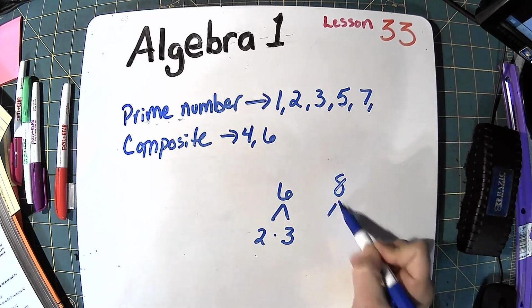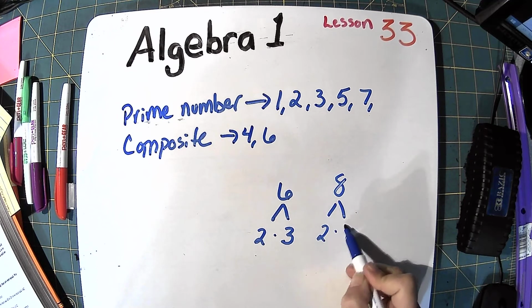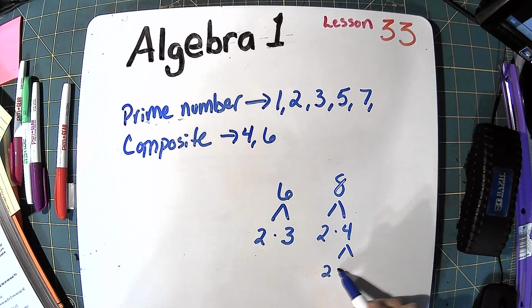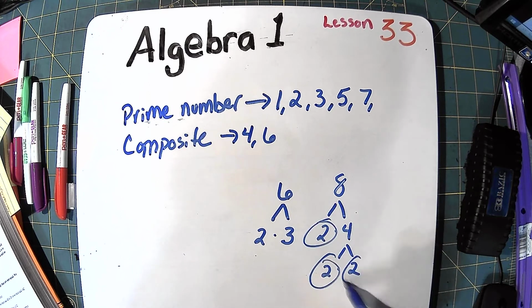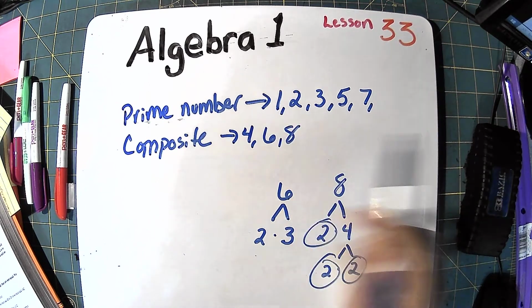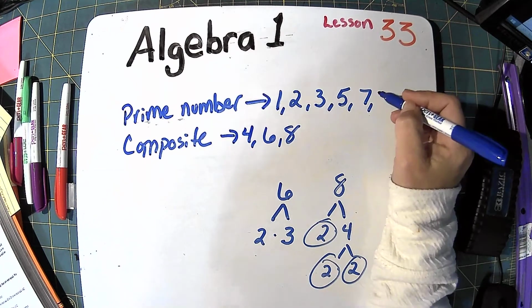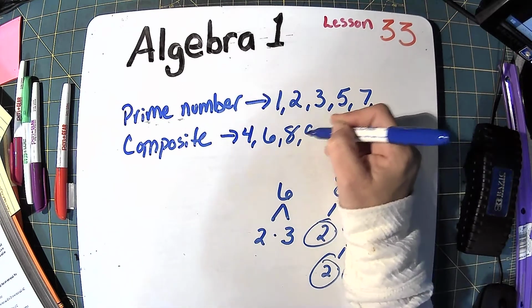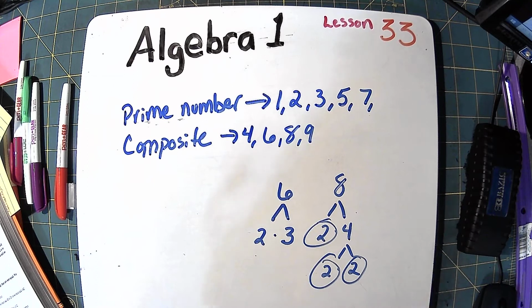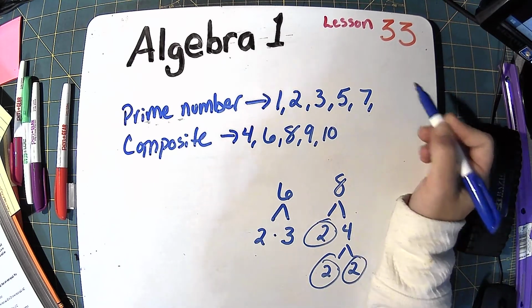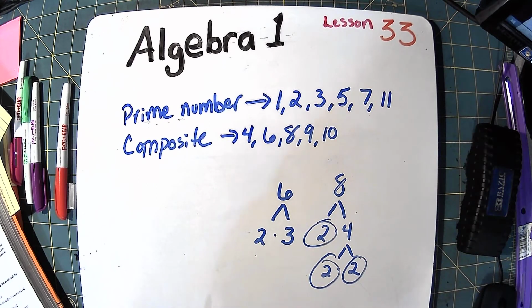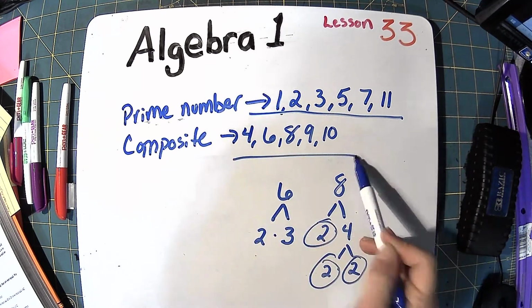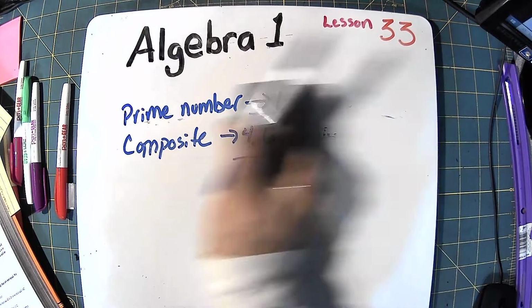8 we can break down into 2 times 4, and then we can break those down into 2 times 2. So 8 is a composite, and you can keep going like that. I think the next one is 9 is composite because it's 3 times 3. 10 would be 5 times 2. 11 is our next prime. So your prime numbers are ones that you cannot break down into factors. Your composites, you can break them into factors. All right.